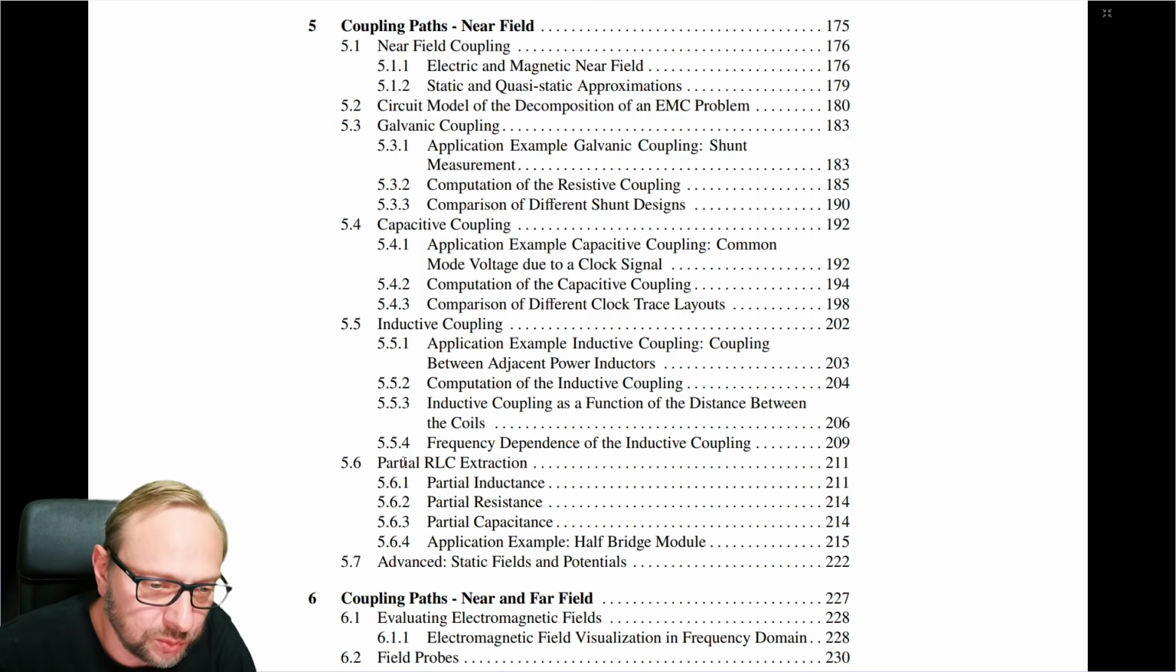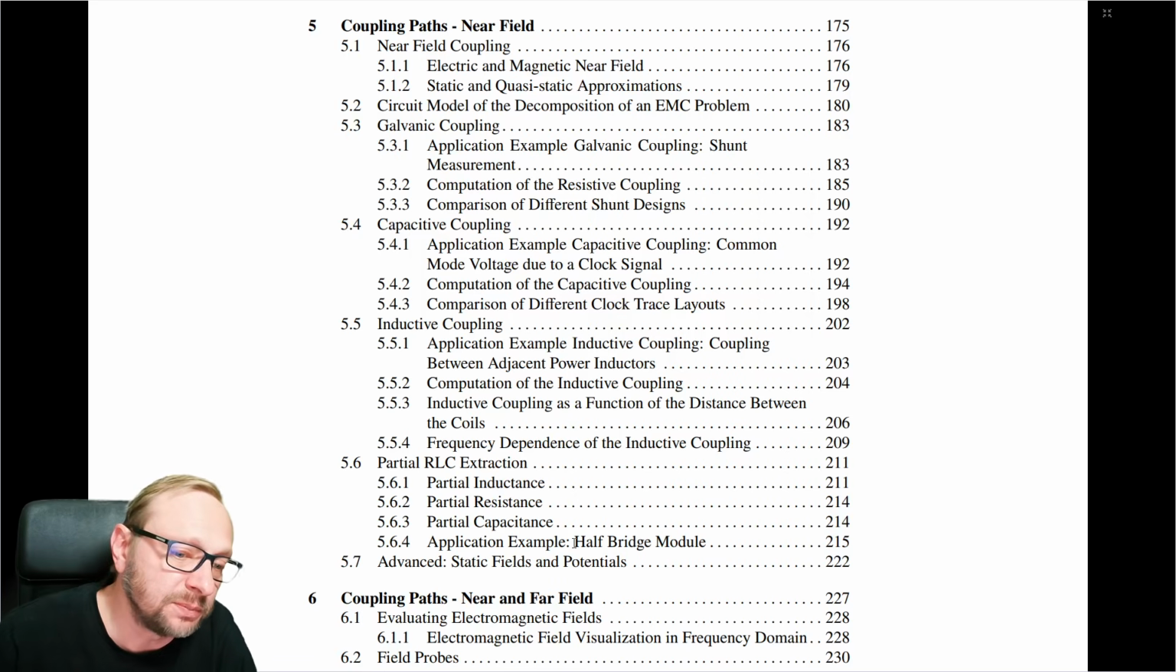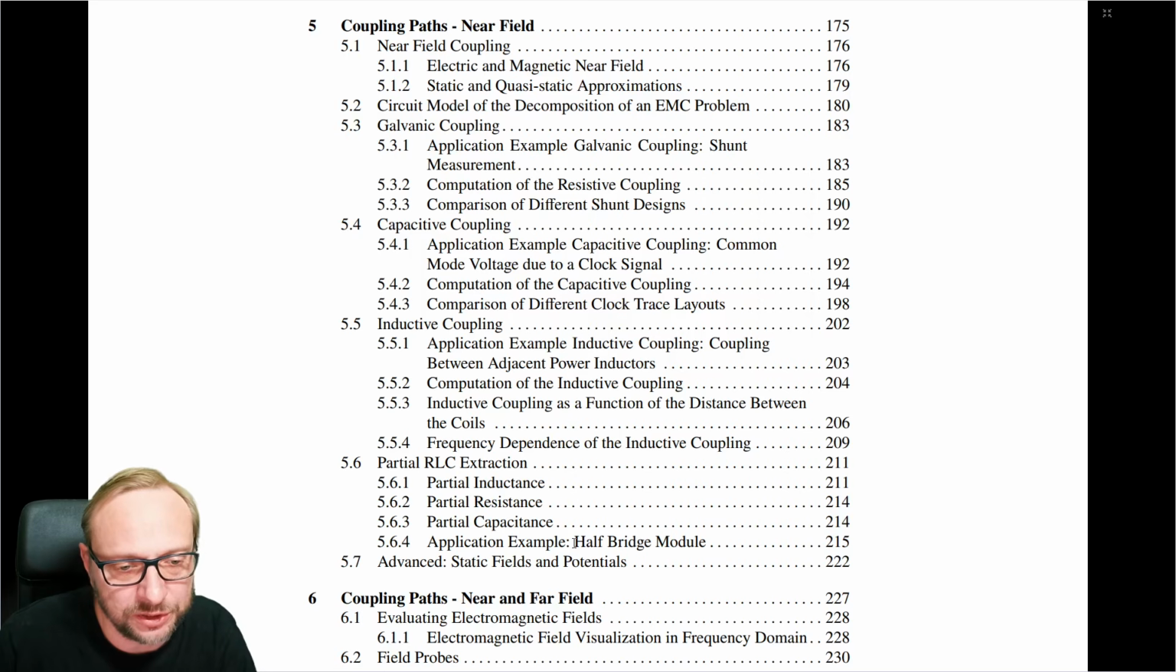And this is often done with the so-called concept of partial inductance. So that's why the partial inductance is explained first. Then we talk about partial resistance, partial capacitance, and apply this to a half-bridge module, okay? So this is the very common way for power electronics application, actually, because in power electronics application, when my frequency isn't that high, my coupling path is typically electrically short and can be described by RLC model.